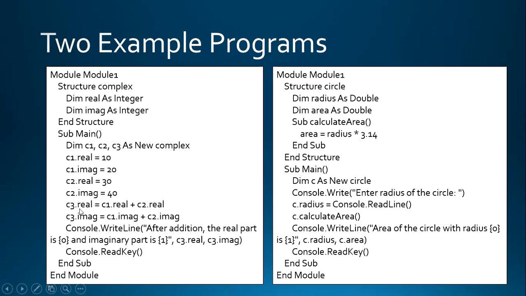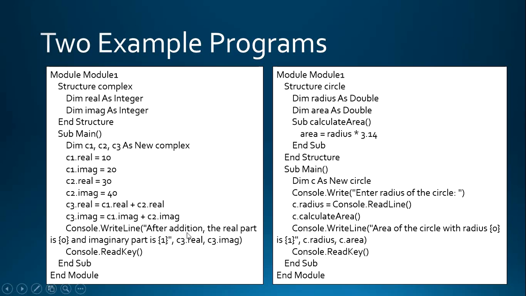So C3.real equals C1.real plus C2.real, and then C3.imaginary equals C1.imaginary plus C2.imaginary. So what will happen is you will add the real parts of the two variables C1 and C2 and store it into C3, and here you are adding the imaginary parts of C1 and C2 and then store the result in the imaginary part of C3. After doing the addition, you just give the output.